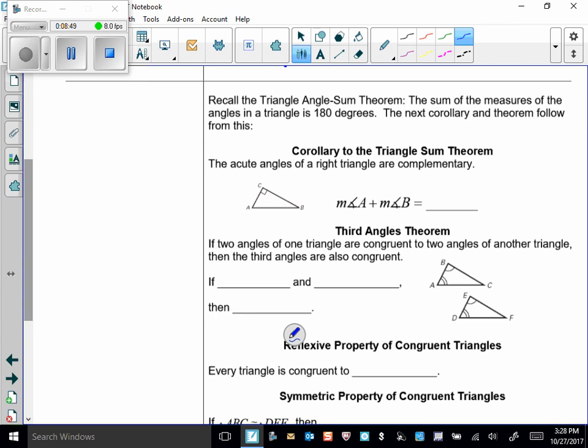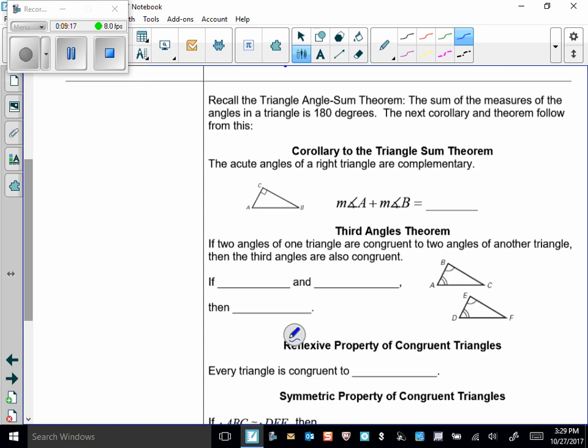Okay, triangle sum theorem that we learned last time. The sum of the measures of the angles in a triangle is 180 degrees. So now we have a corollary and a theorem that follow from that. A corollary, guys, is just another theorem that we could prove using other theorems. So we're going to use it just like we use theorems and postulates. You're going to make flashcards for them.